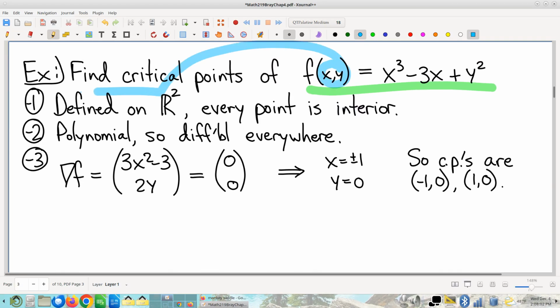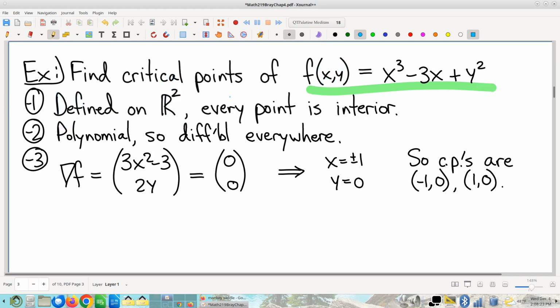This function is defined on all of R2. There's no values of x and y that create a problem. R2 doesn't have a boundary. Never ends. So there are no boundary critical points. And we have done our duty on point number 1 there.